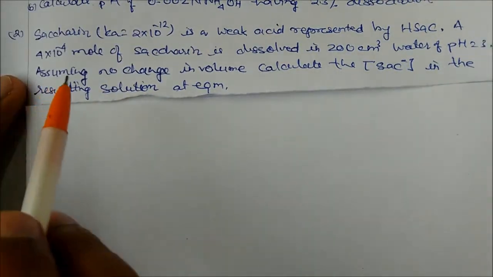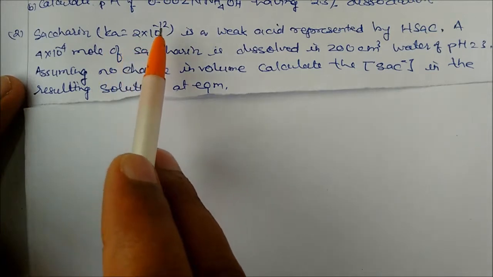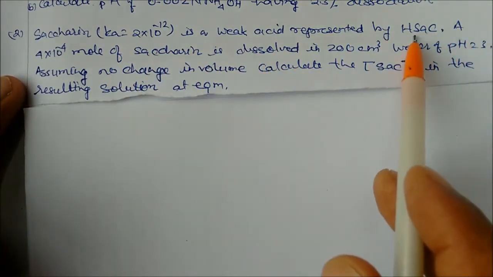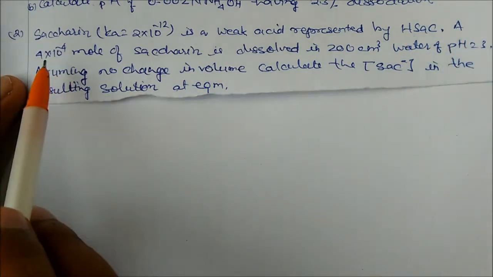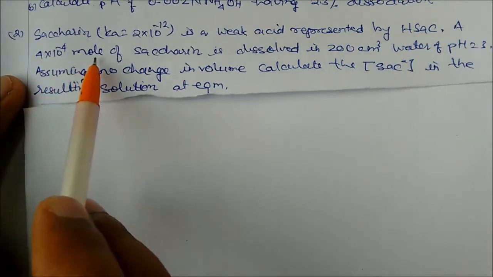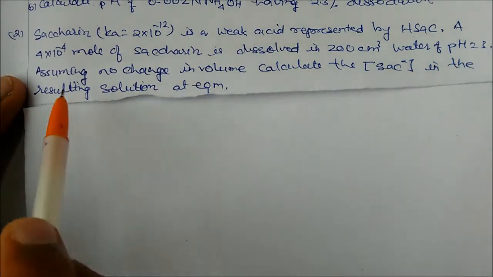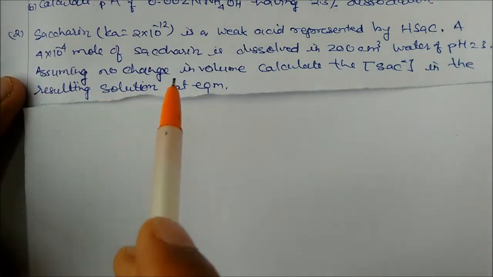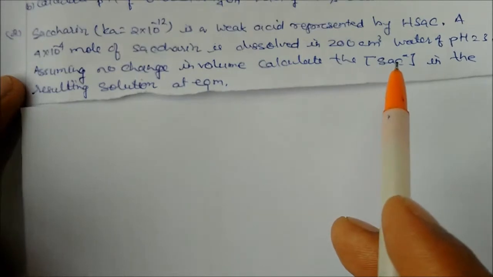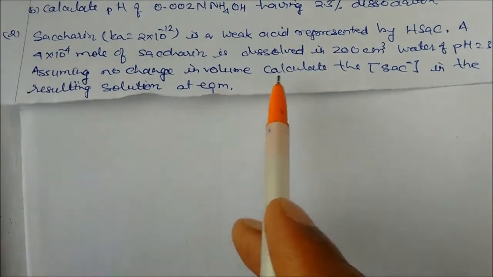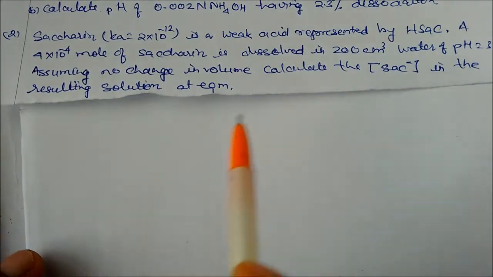Second question: saccharin, with K equal to 2 into 10 to the power minus 12, is a weak acid represented by HSac. A 4 into 10 to the power minus 4 mole of saccharin is dissolved in 200 centimeter cube of water of pH 3. Assuming no change in volume, calculate the concentration of saccharin in the resulting solution at equilibrium.